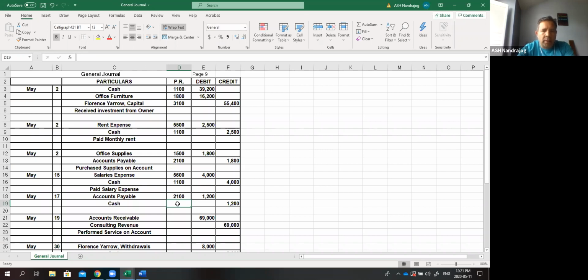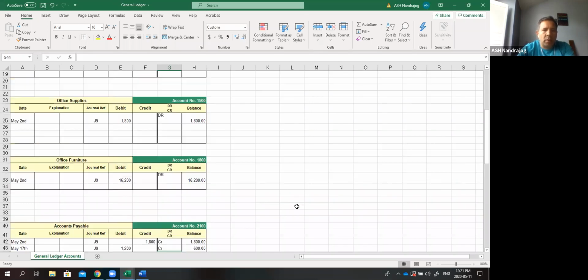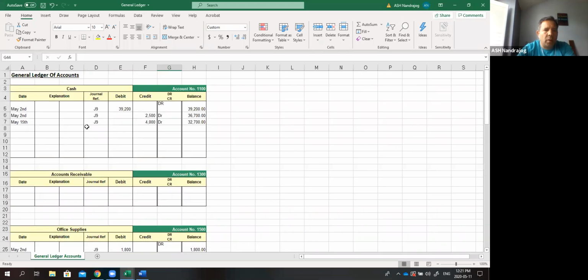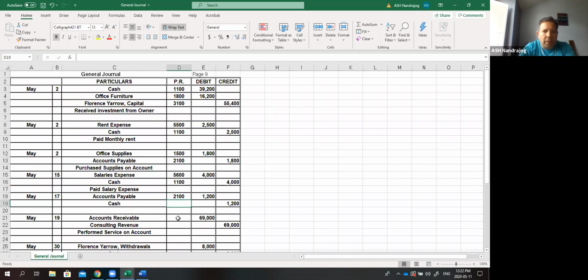And then the cash has to be recorded. So we go to the cash, and there is a $1,200 for that. So May the 17th, J9, and now it's a credit of $1,200. We still have a debit balance. The amount is equal to what we had minus the 1200. So we're left with $31,500. So we go to our journal and we write down the cash transaction has been posted.